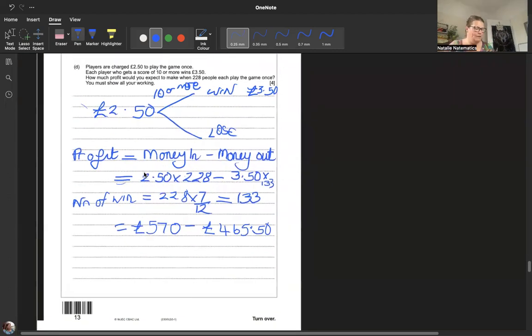Anyway, so we've got 570 coming in. We're taking our 465.5, and that gives us an answer of £104.50. Now make sure that when you write money, you use 2 decimal places, because money has its pence, doesn't it? It's pounds and pence, so make sure you have got 2 decimal places there.